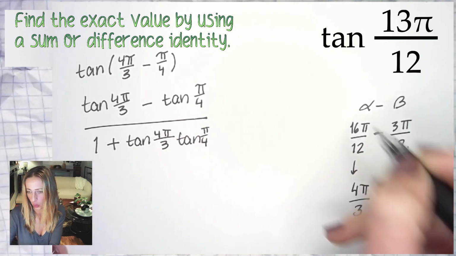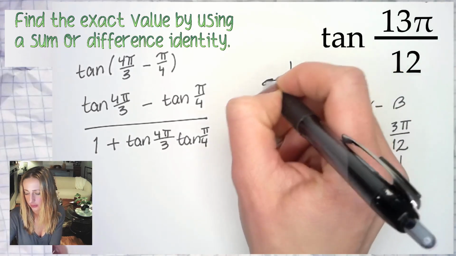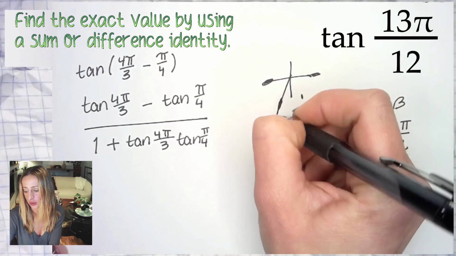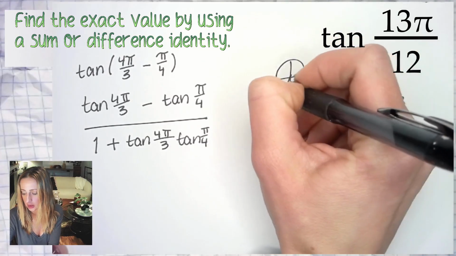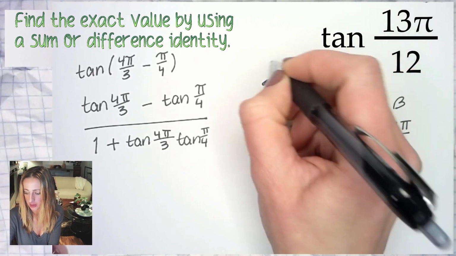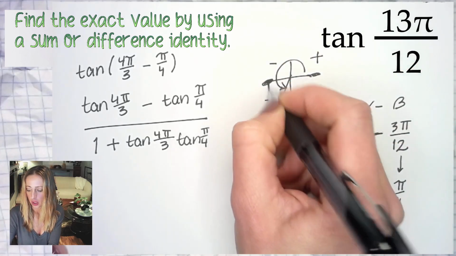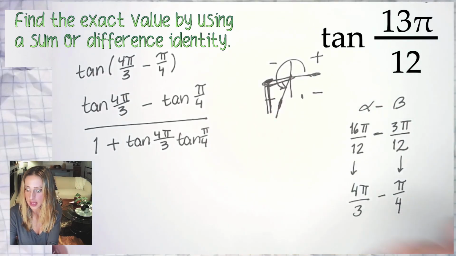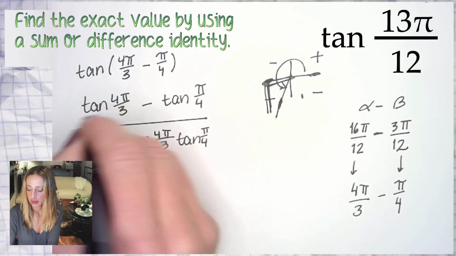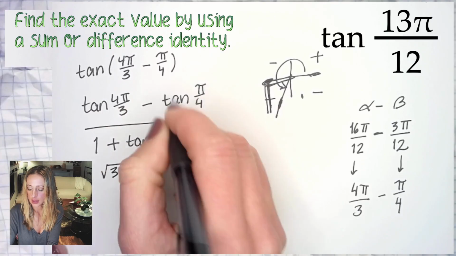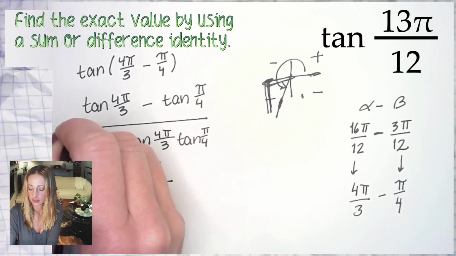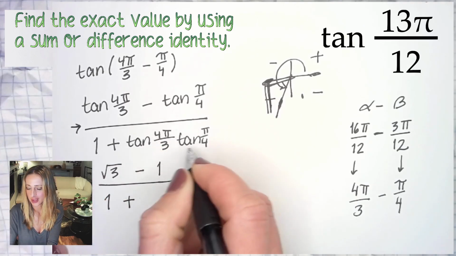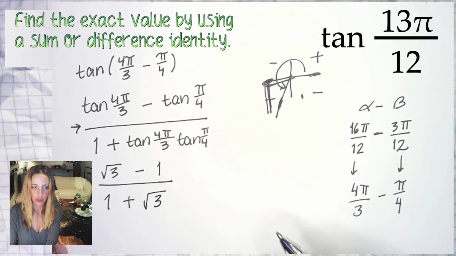Now, where is 4 pi over 3? Give it a little thought. That right there is 3 pi over 3. 4, 5, 6 pi over 3. So here we are in quadrant 3. Tangent in quadrant 3 is positive. Positive, negative, positive, negative. Your opposite and your adjacent are both negative. Opposite over adjacent becomes positive. Makes sense. So this guy right here is going to be root 3 minus, we said this is 1 over 1 plus root 3 times 1, right? We talked about this. It's just root 3.